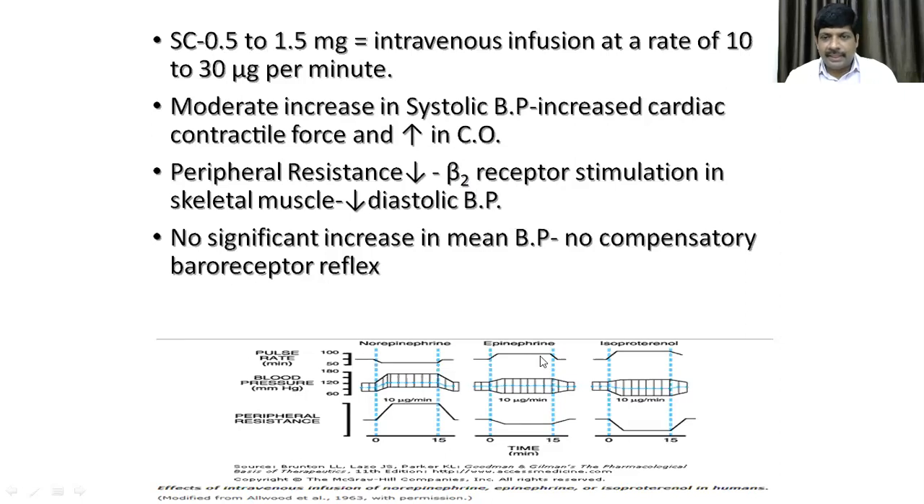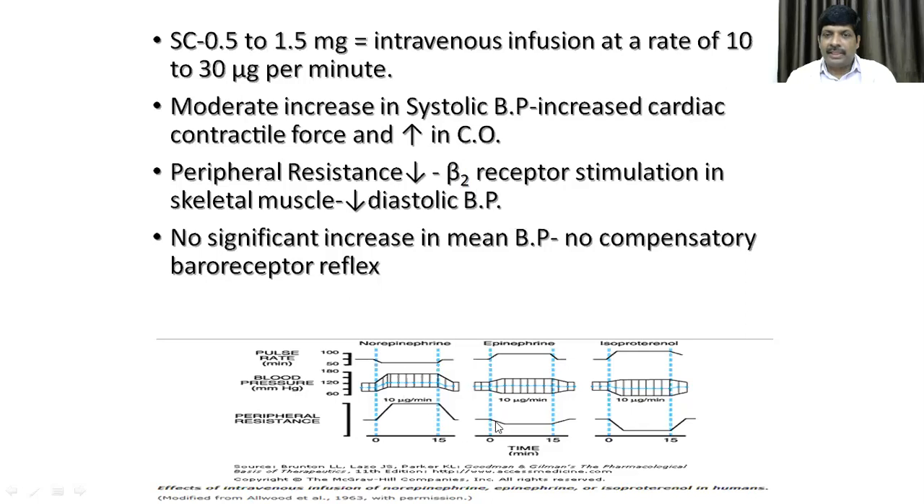See, this is the graph taken from Goodman and Gilman. In yesterday's class also I showed you this figure. See, if the dose is given from 0.5 to 1.5 milligram subcutaneously, or intravenously at the rate of 10 to 30 microgram per minute, then what happens? Moderate increase in systolic blood pressure. Just focus on this epinephrine. Moderate increase in systolic blood pressure causes increase in cardiac contractility force and increase in cardiac output. You see here.